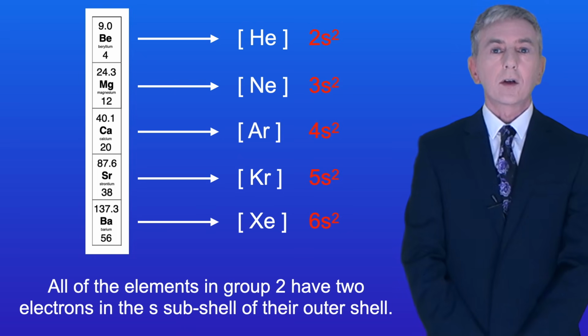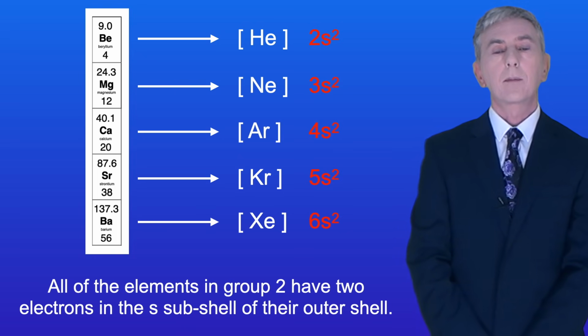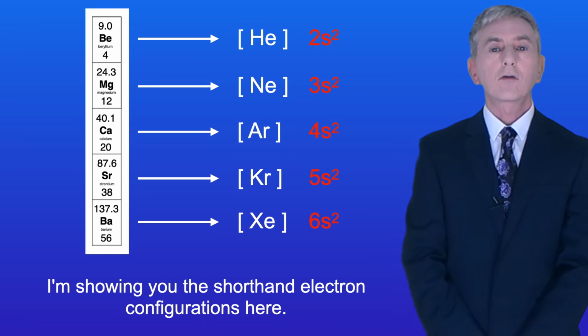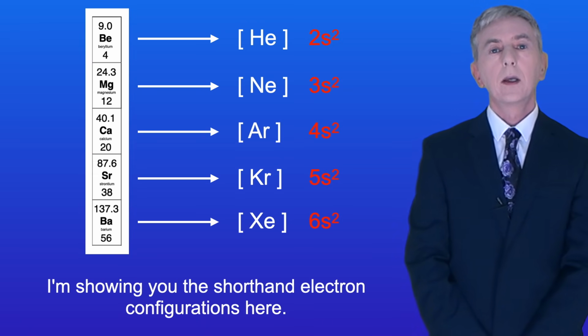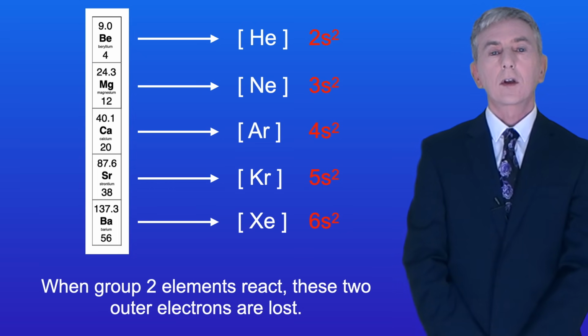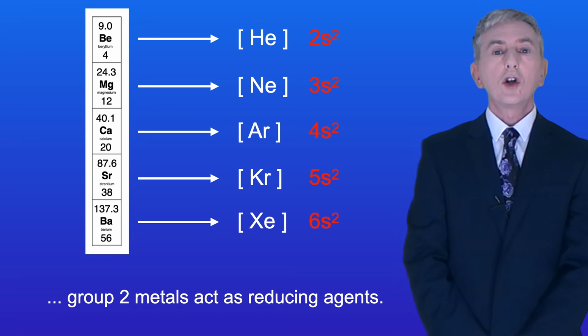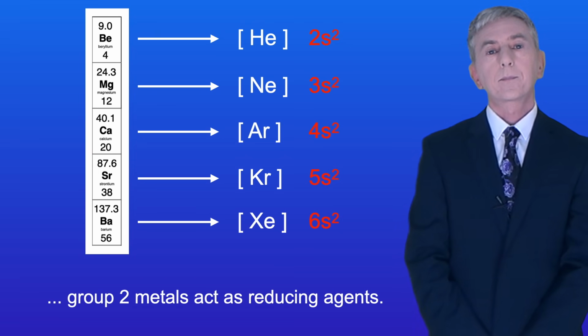Now all of the elements in group 2 have 2 electrons in the s subshell of their outer shell, and I'm showing you the shorthand electron configurations here. When group 2 elements react, these 2 outer electrons are lost, and by transferring these 2 electrons to other species, group 2 metals act as reducing agents.